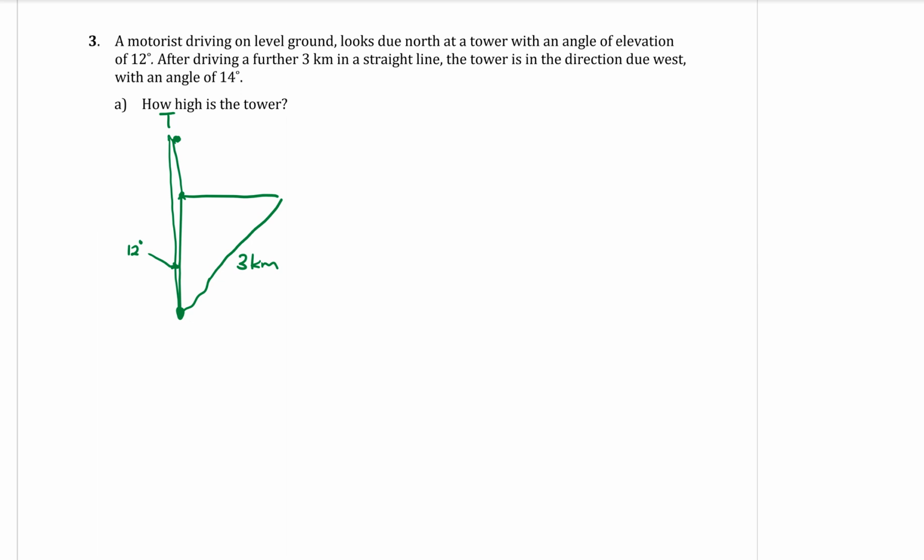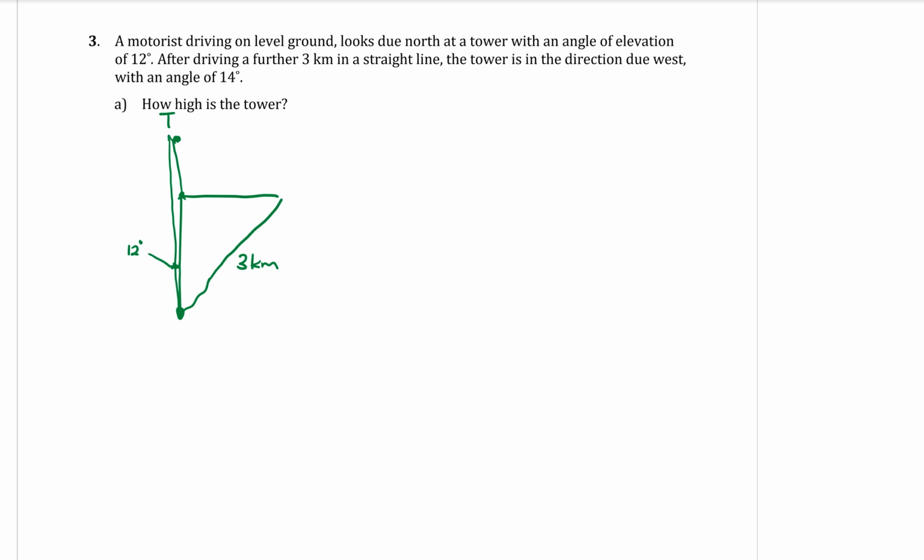Because it says he keeps driving on his straight road and he ends up at a point where he can now see the tower, which is due west of him. Should the horizontal line be higher? With the T, this is the bottom of the tower, and this is the top of the tower. It's level ground, the base of the tower is level, and we're looking up at an angle of elevation to the top of the tower to see how high it is.